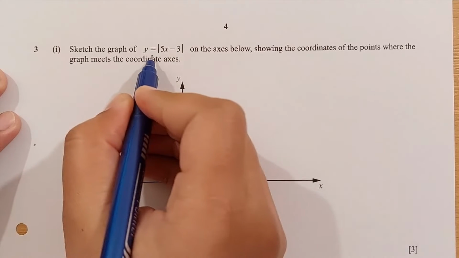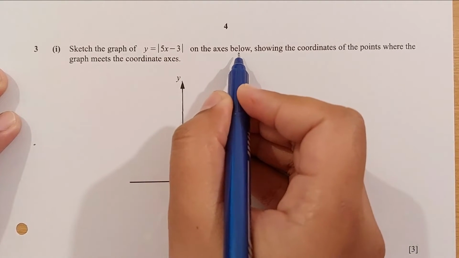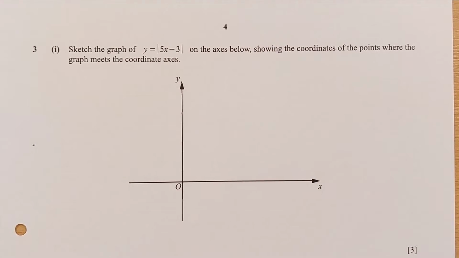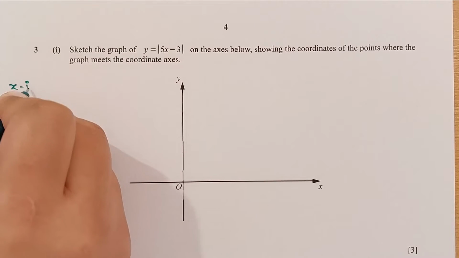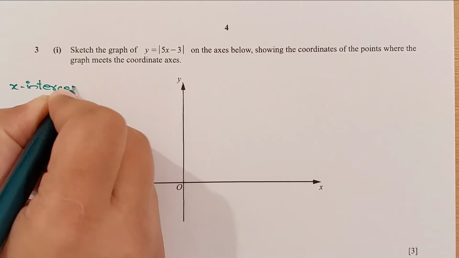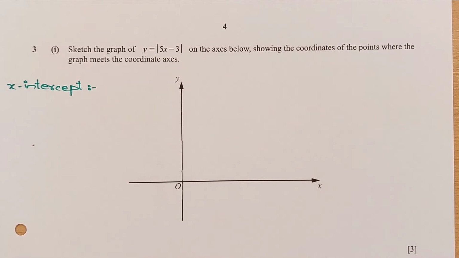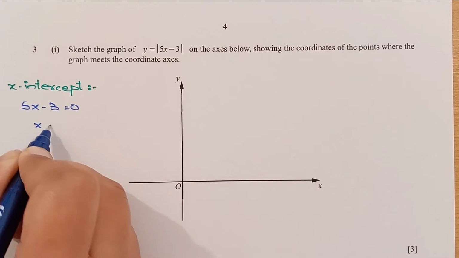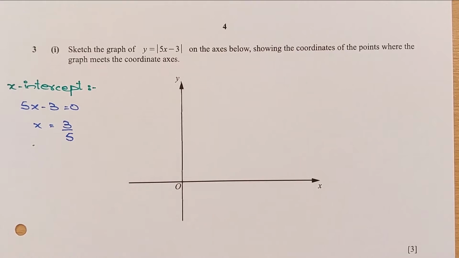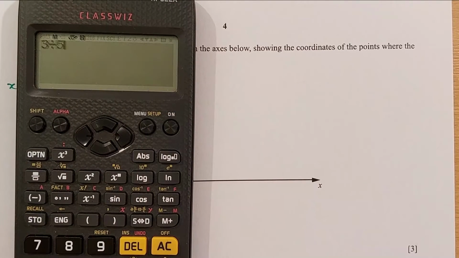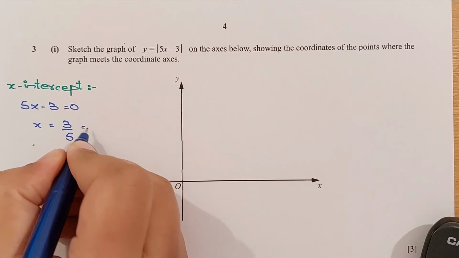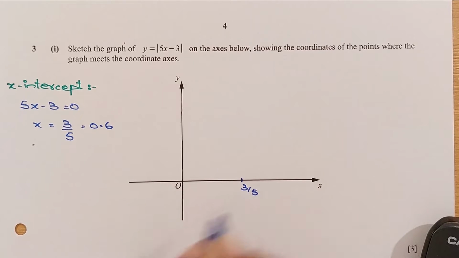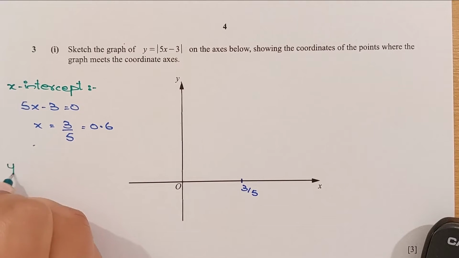Question number 3, part 1. Sketch the graph of this function on the axes below, showing the coordinates of the points where the graph meets the coordinate axes. First, we have to find the x-intercepts. The x-intercept is a point where y equals 0. So we can say 5x minus 3 equals 0 and x equals 3 by 5. What is 3 by 5? 3 divided by 5 is 0.6. Let's say we have 0.6 over here, 3 by 5. Now let me solve for the y-intercept.